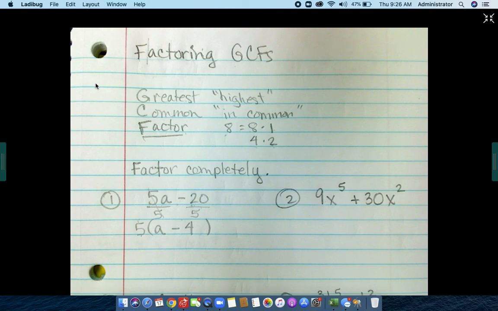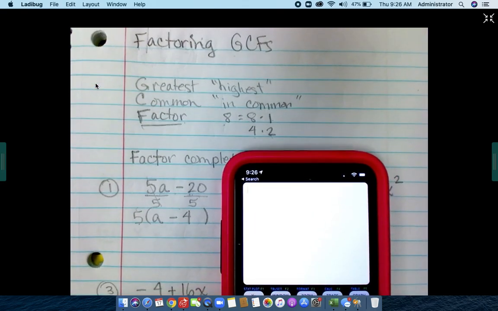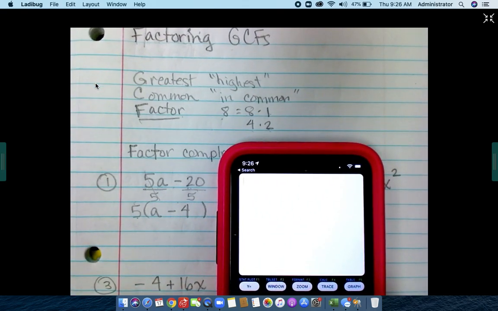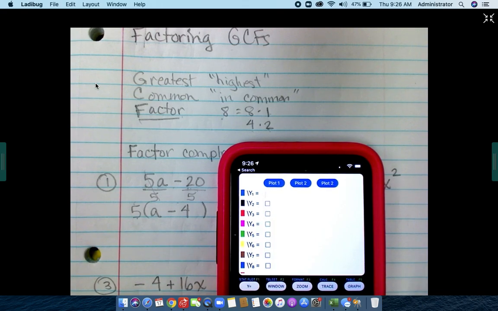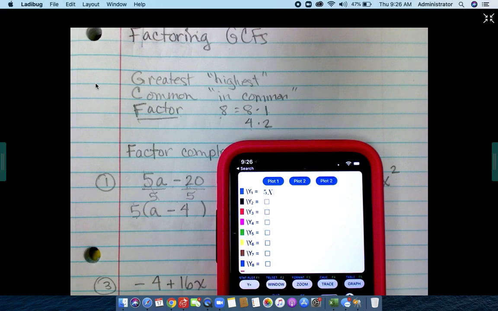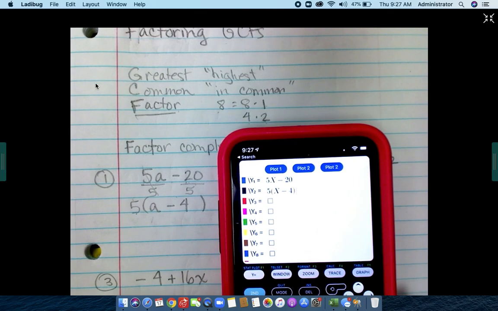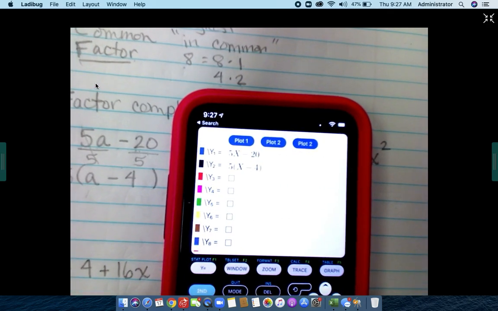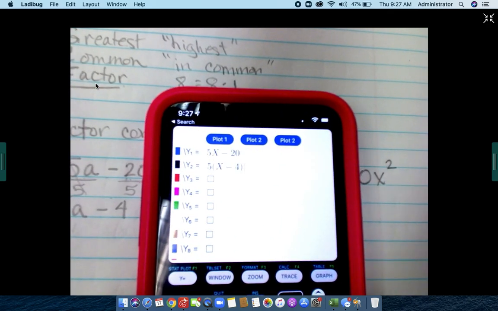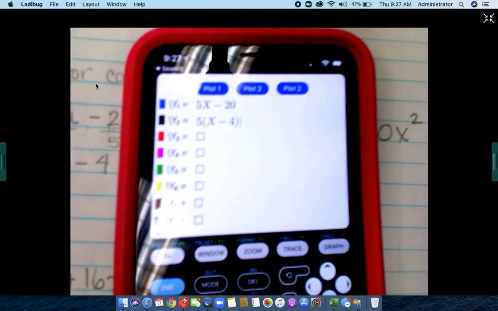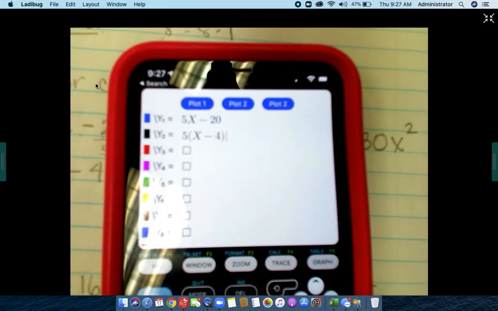I also want to share with you that just like we used in the last unit, you may verify your answer by going to Y1 and typing in the problem, replacing any variable in the problem with X. And then in Y2, type your answer. And if that is correct, then when you look at your table, your output values for Y1 and Y2 will match. I apologize. Let me get this to focus for you.